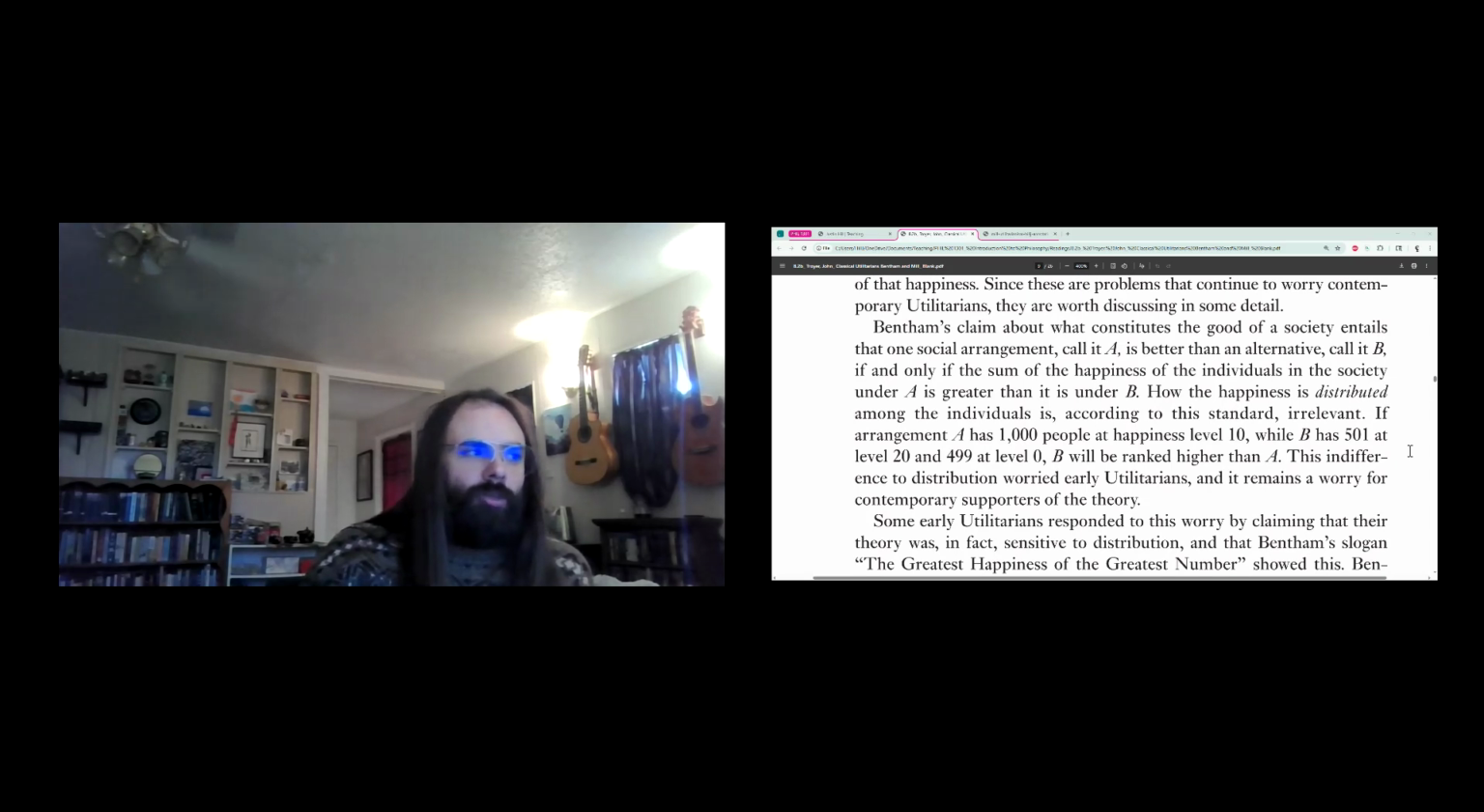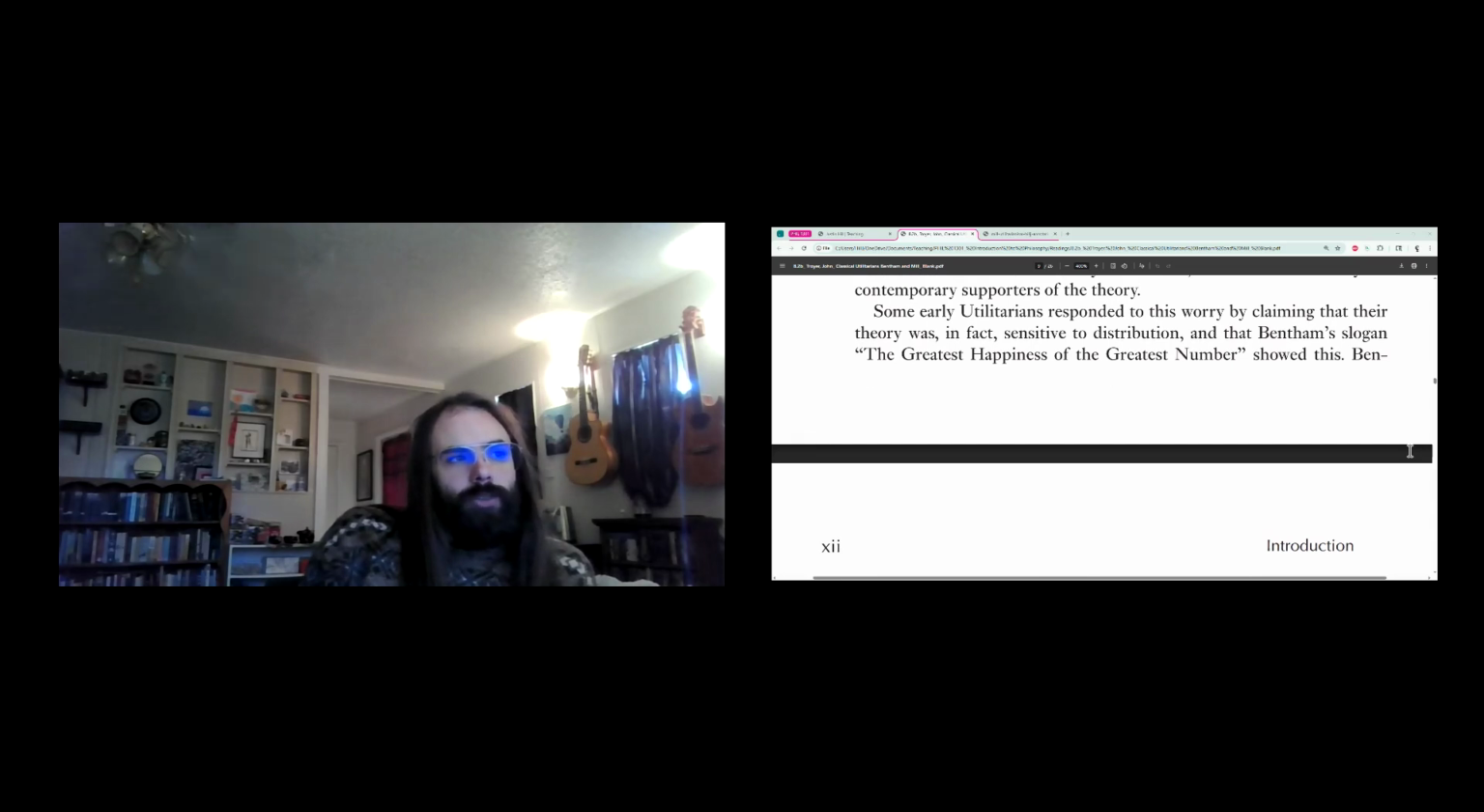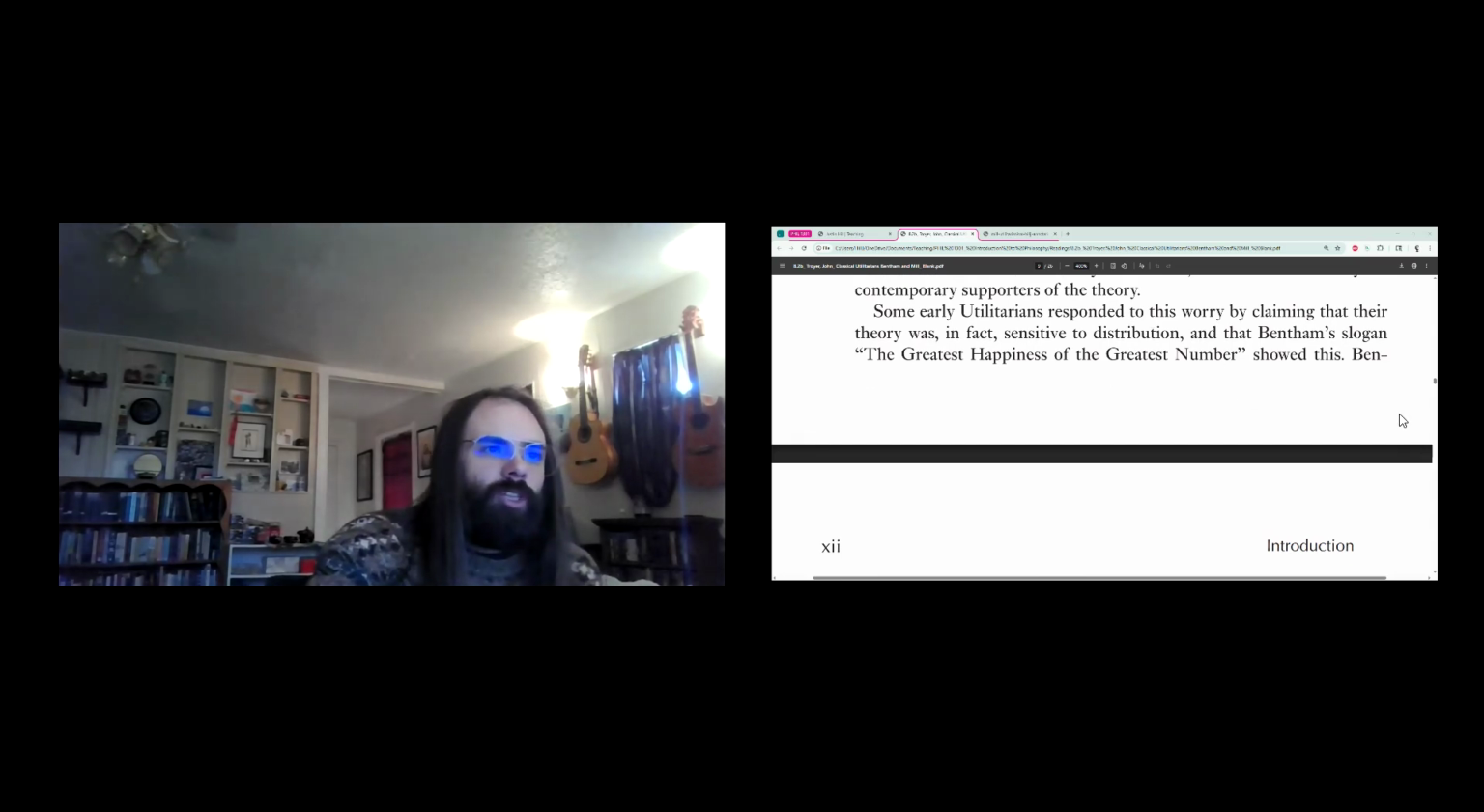How the happiness is distributed among the individuals is, according to this standard, irrelevant. If arrangement A has 1,000 people at happiness level 10, while B has 501 at level 20 and 499 at level 0, B will be ranked higher than A. This indifference to distribution worried early utilitarians, and it remains a worry for contemporary supporters of the theory. Some early utilitarians responded to this worry by claiming that their theory was, in fact, sensitive to distribution, and that Bentham's slogan, "the greatest happiness of the greatest number," showed this.